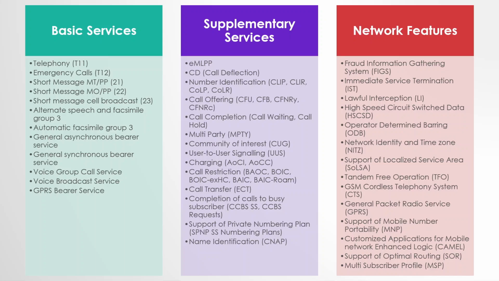Network identity and time zone. This feature provides the means for serving networks to transfer their current identity, time, daylight saving time, and the local time zone to mobile stations to store and present the information to users. Support of localized service area. With this feature, network operators have the basis to offer subscribers different services depending on the location of the subscriber.